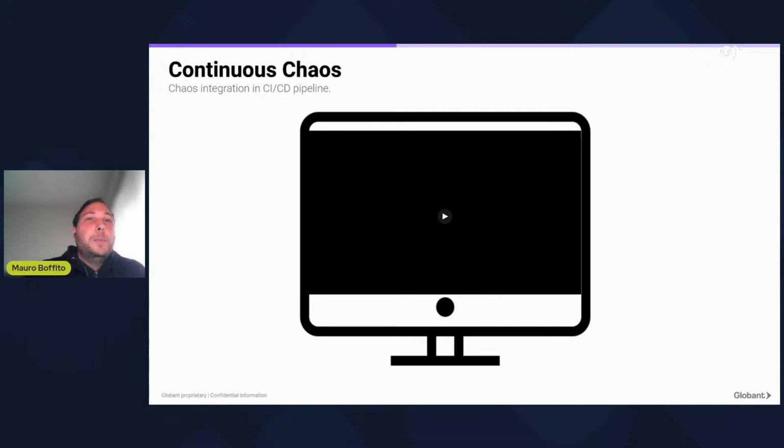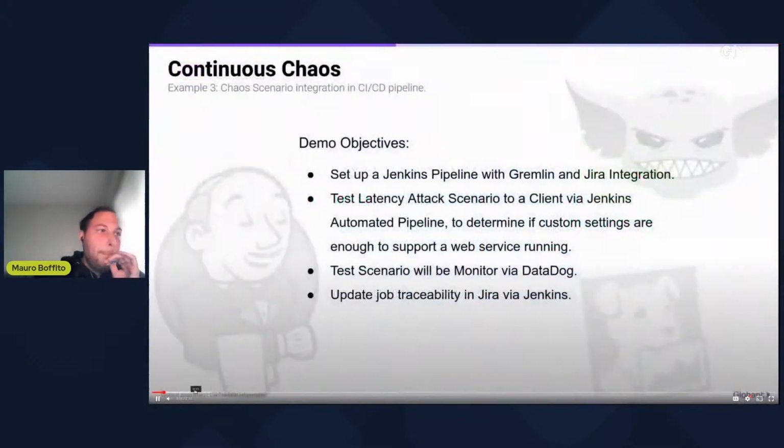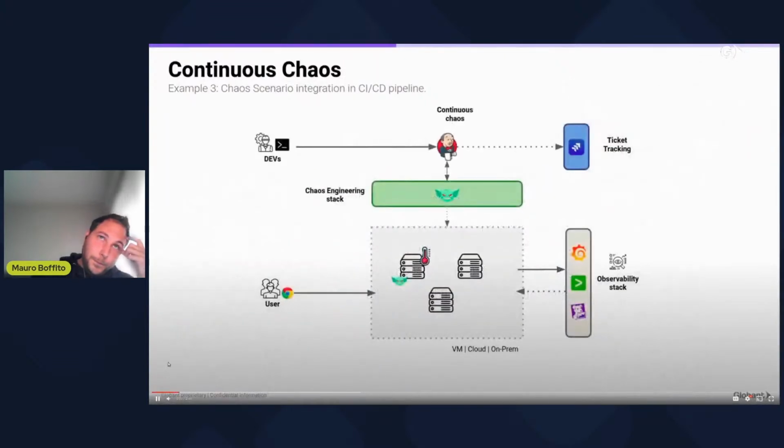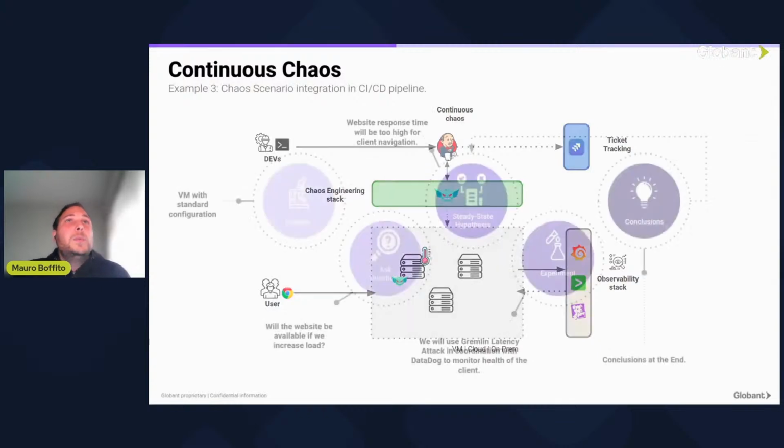So let me share it with you. In this experiment, we'll be setting up a Jenkins pipeline with Gremlin and Jira integration. We'll be testing latency attack scenarios to the client via a Jenkins automated pipeline to determine if custom settings are enough to support a running web service. This scenario will be monitored via Datadog, and we will be updating our job traceability in Jira via Jenkins. This is the stack I was talking to you about a couple of moments ago.